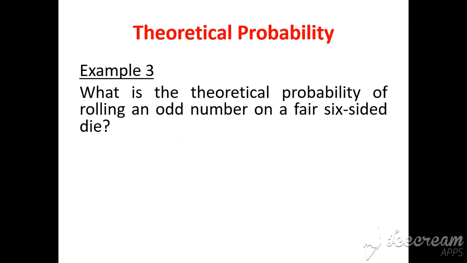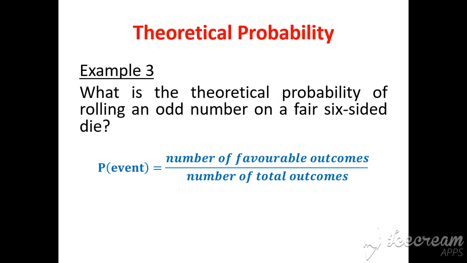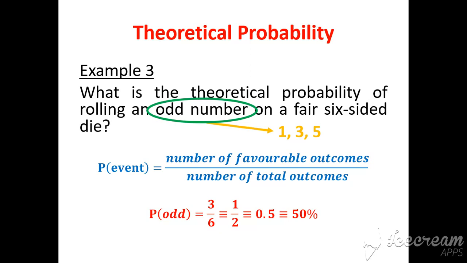All right, example 3. What is the theoretical probability of rolling an odd number on a fair six-sided die? So here's our formula. Once again, the event is getting an odd number, and how many odd numbers on a six-sided die? Well, the numbers 1, 3, and 5 are odd numbers. So there are 3 favourable outcomes. So we're going to say the probability of getting an odd number is written as 3 out of 6, because there's 6 numbers on a die. 3 chances out of 6. That's the same as a half, or 0.5, or 50%.